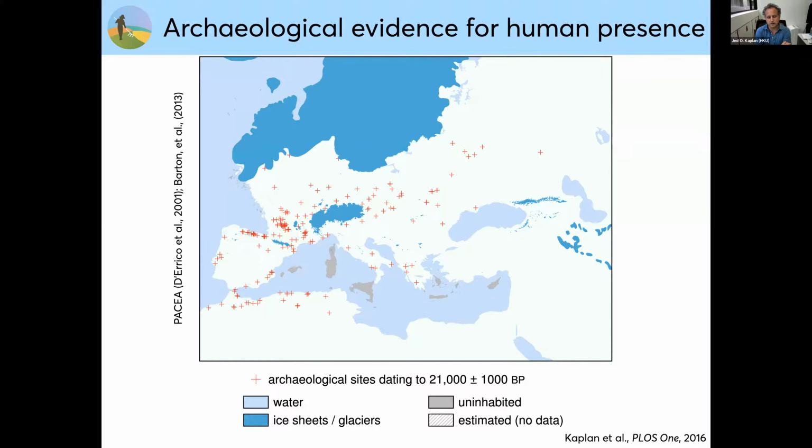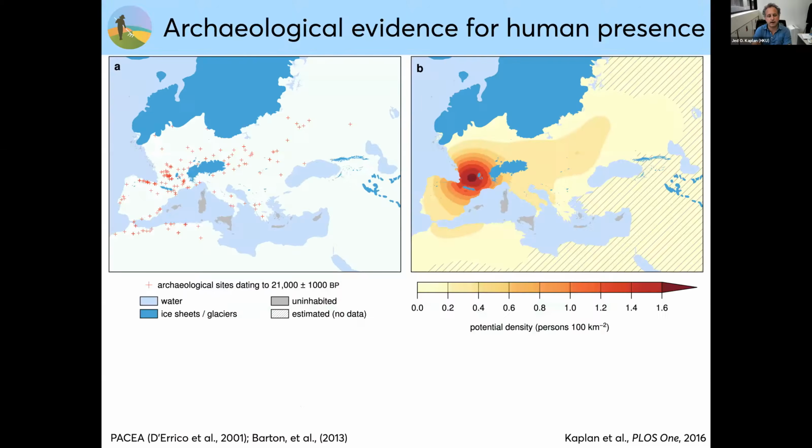We have archaeological databases like this. We can take those archaeological sites that date to the last glacial maximum. You can actually make a kind of heat map that says where the concentrations of people are. And we know quite well that there were concentrations of people in the southwest of France, for example, where we find some of the most famous cave art that dates to the last glacial maximum.